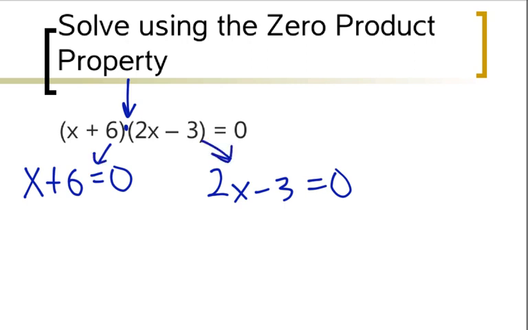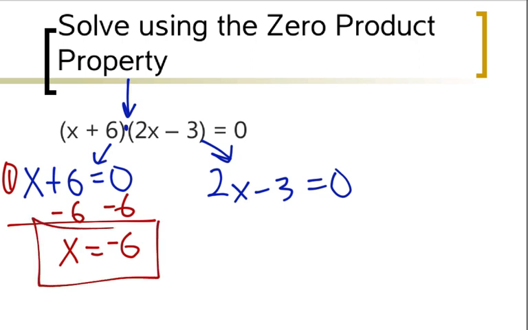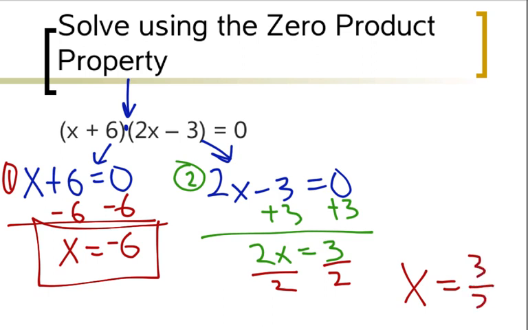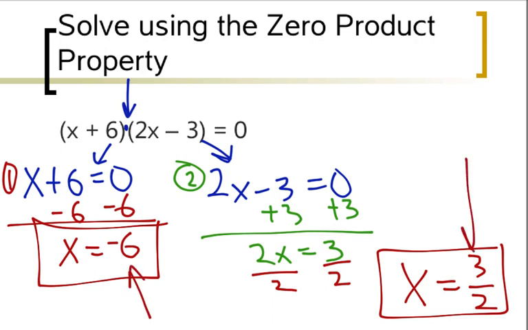Once you have your two equations, you solve each one individually as if they are their own separate problem. So I solve for x in the first equation by subtracting 6 from both sides, and that gives me x equals negative 6. And that is one answer for x. That makes this equation true. Now I go to the second equation and do the same thing, solve for x. I add 3 to the other side, and then I get 2x equals 3, and then I divide by 2. And the answer for x in the second equation is x equals 3/2. So there are actually two answers: x equals negative 6 and x equals 3/2.